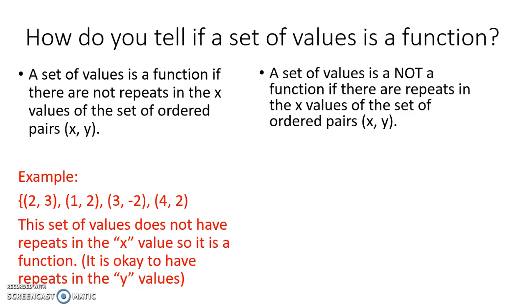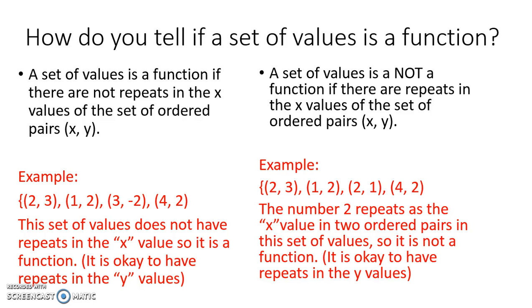Okay, a set of values is not a function if there are repeats in the x values of the set of ordered pairs. Okay, in this example, you see the number 2 repeats as the x value in two ordered pairs, in (2, 3) and then (2, 1), so it is not a function. And again, it is okay to have repeats in the y values.